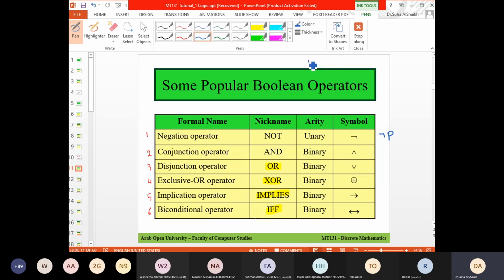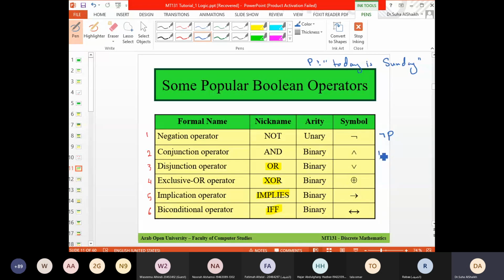Can you tell me? If this is my P, today is Sunday, what will be the negation? Today is not Sunday. Yeah. Notice that not does not mean we fix the sentence, it doesn't mean I say today is Tuesday. Today is not Sunday. I add the not to it.